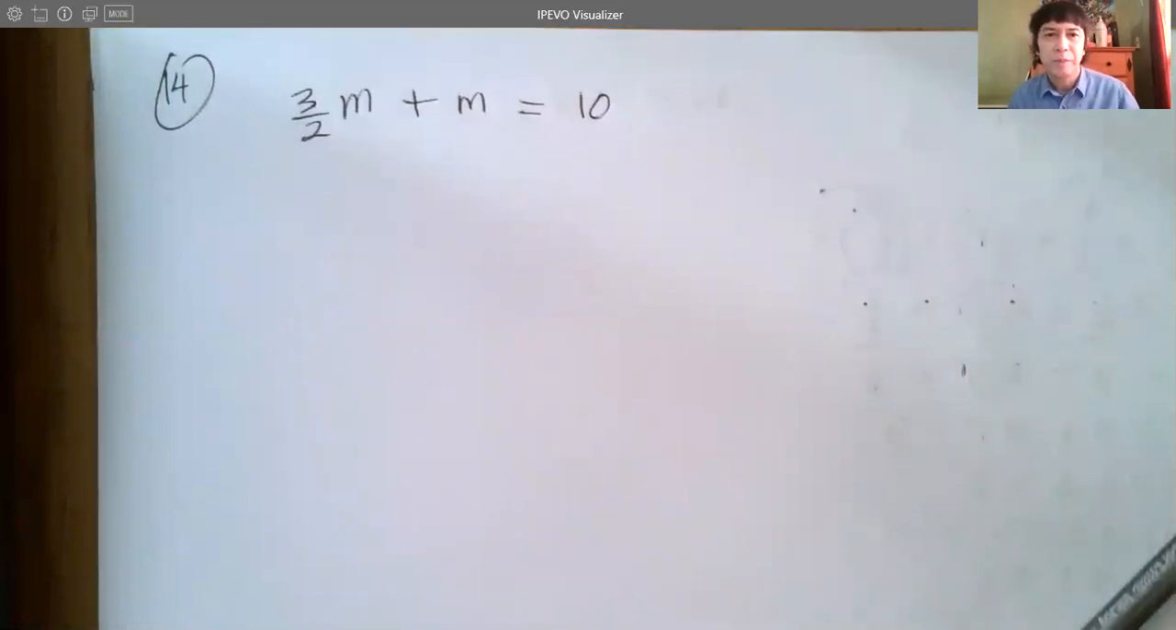3 halves m plus m is equal to 10. Obviously, we have a fraction here, just one fraction, but we are certain about the denominator 2. So for our solution, we will use 2 as our multiplier. Remember, the denominators of the fractions will be used as multipliers to transform the equation with integer coefficients of the variables. Now, this is not very complicated because we only have one number as denominator. So surely our multiplier is 2.